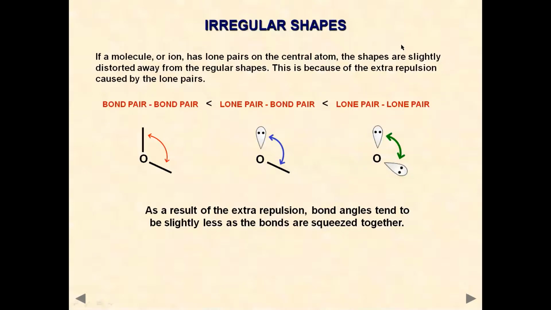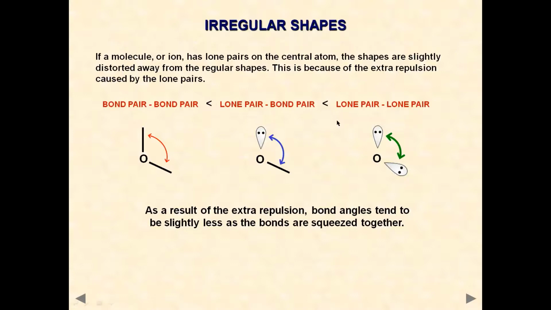So now we have discussed the simple molecules. The next thing, we're going to look at the molecules which involve a lone pair, 1 or more lone pairs of electrons. Again, a quick recap. That is what we need to remember. The repulsion between a bond pair and a bond pair is the least, and the repulsion between a lone pair and a lone pair is the strongest one.